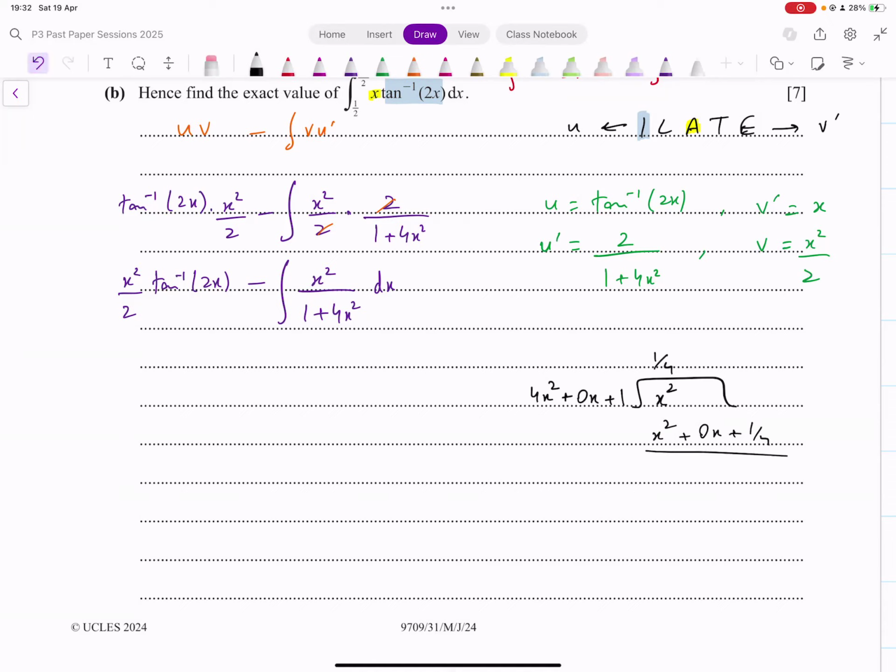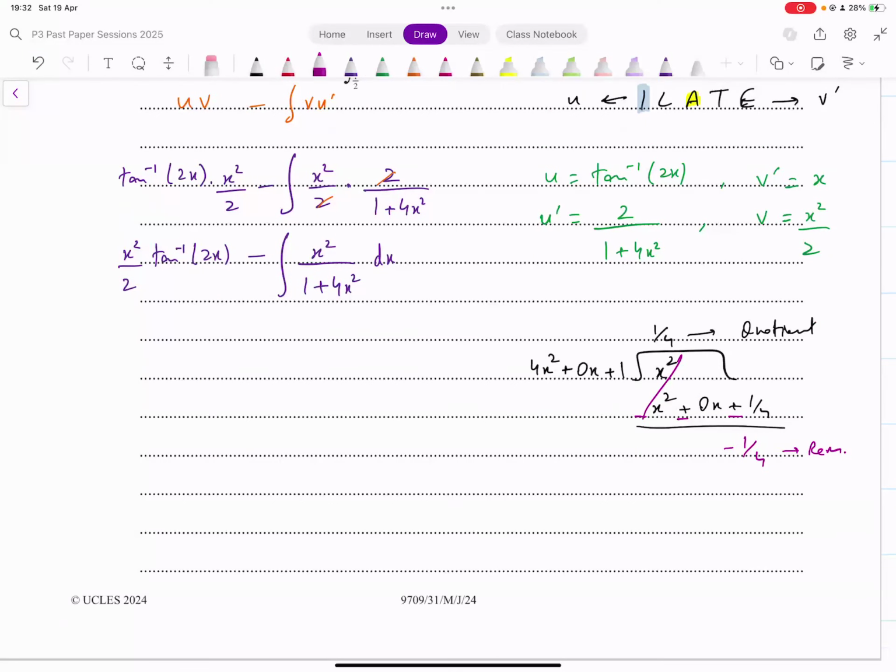Change the signs. This becomes negative, negative, negative. This gets cancelled. And we have minus 1 over 4 left at the end. This is the remainder. And we've got the quotient on top here. That's the quotient. So we break that fraction as quotient plus remainder over divisor. So let's simplify this now.